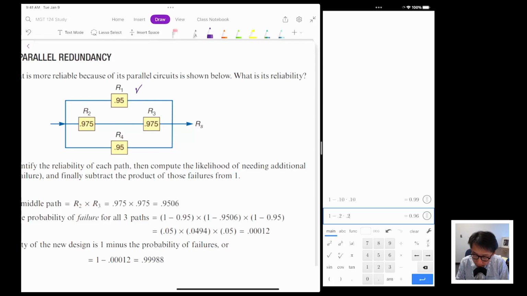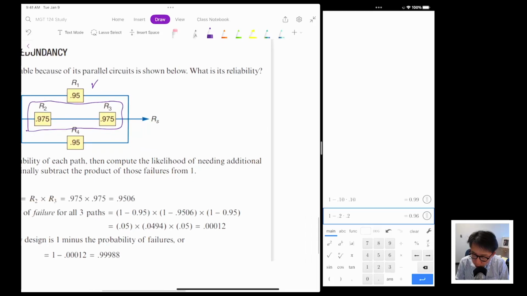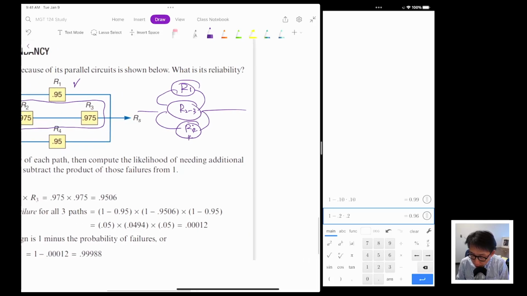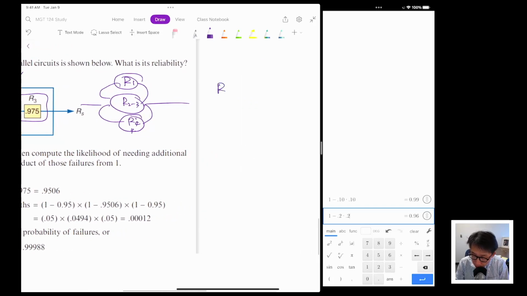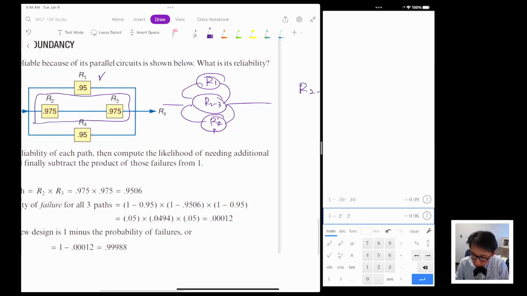So R1 by itself, and then you have R2 and R3 as the middle layers. This is a subsystem inside, and it is a parallel system. And then R4 itself. Eventually you'll be reducing this to R1, R2 and 3 combined, and R4, and then they will be in this type of backup appearance. Sorry, I'm poor at drawing. So the key here is, of course, you need to calculate the R2 and 3 combined system first.